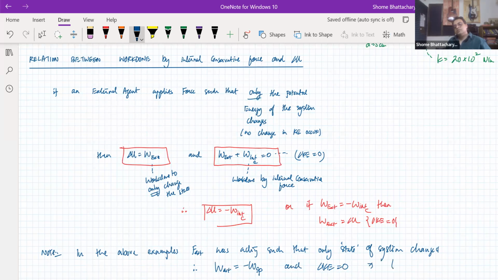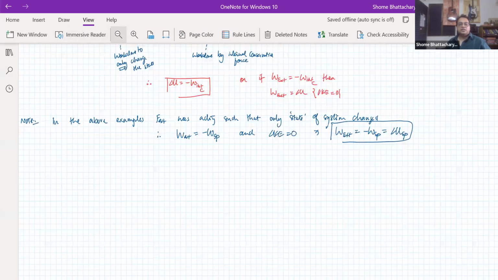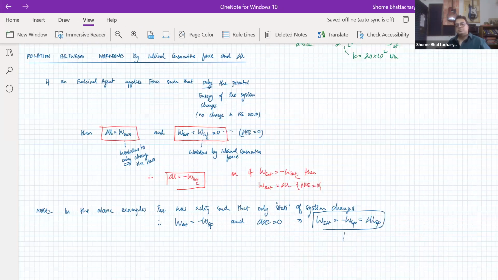That is why we can now say that the work done by the external agent, which equals negative of the work done by the spring force, is equal to the change in potential energy of the spring. So ultimately, the relationship between the potential energy of the spring and the internal force of the spring is this. Change in potential energy of the spring is negative of work done by the spring force, which is the internal conservative force.